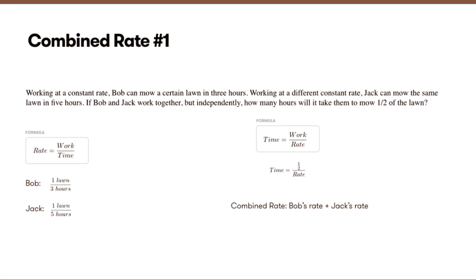To get their combined rate, we will add up these rates. So we'll add up 1/3 plus 1/5, get a common denominator of 15, and we get 5/15 plus 3/15, which equals 8/15. So their combined rate is 8/15. Now we'll take this combined rate and substitute it back in for the rate in the time formula and arrive at the equation time equals 1/2 divided by 8/15. Multiply by the reciprocal, time equals 1/2 times 15/8. Simplify, and time equals 15/16 of an hour.